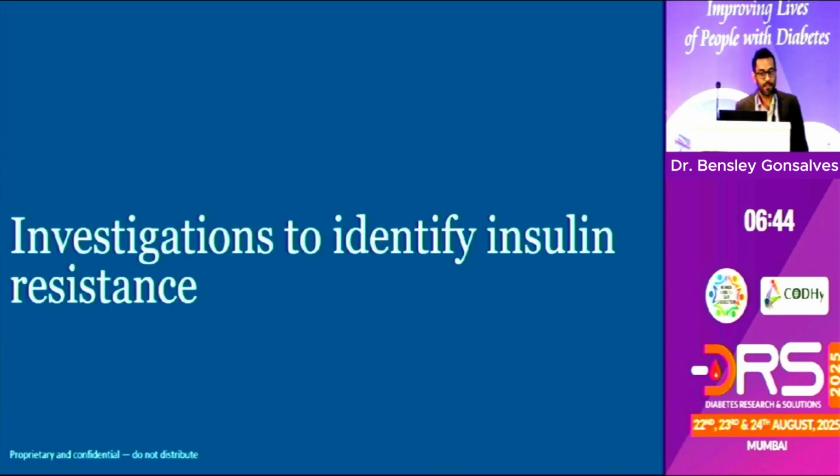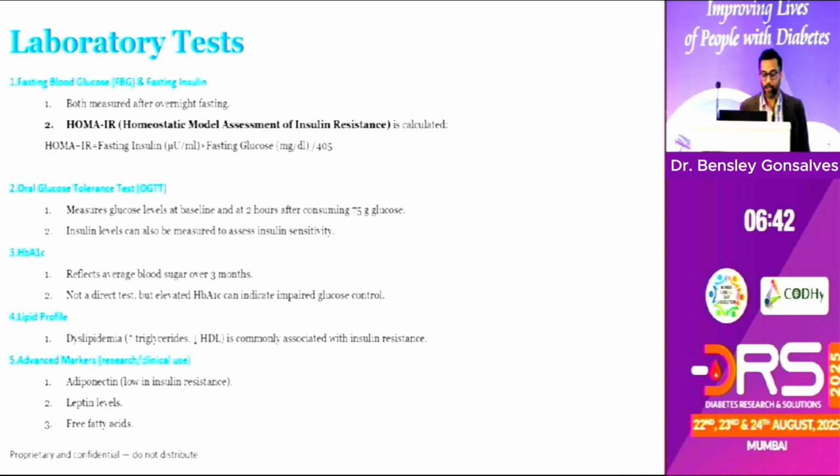So what investigations do we do to identify insulin resistance? A lot of tests, but very few are clinically relevant. The various tests are fasting blood glucose and fasting insulin levels, from which we calculate the HOMA-IR value, then OGTT, HbA1c, and lipid profile, which will show a classical diabetic dyslipidemia, that is high TG and low HDL. The advanced markers are adiponectin, leptin levels, and free fatty acids.